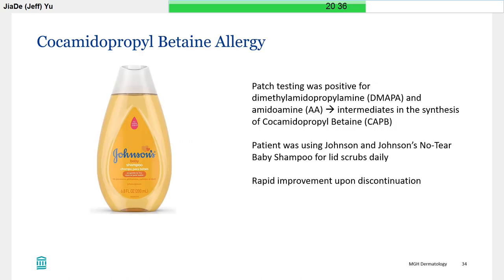She was seen for patch testing, and she was found to be allergic to two components of her shampoo called dimethylaminopropylamine as well as amidoamine. These are intermediates in the synthesis of cocamidopropyl betaine. She was using Johnson & Johnson's no-tear baby shampoo for lid scrub, something a lot of our ophthalmologists often recommend. And that was what was causing her periorbital dermatitis, with rapid improvement upon discontinuation of this type of shampoo.